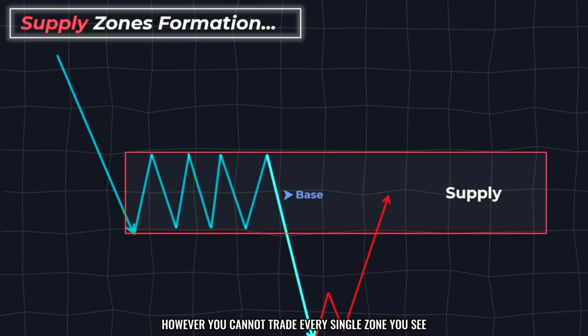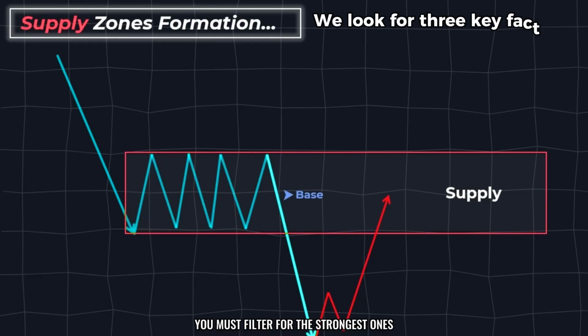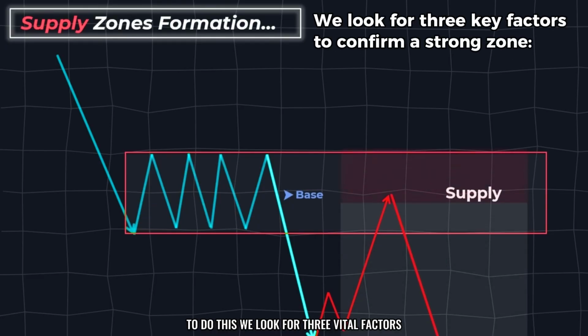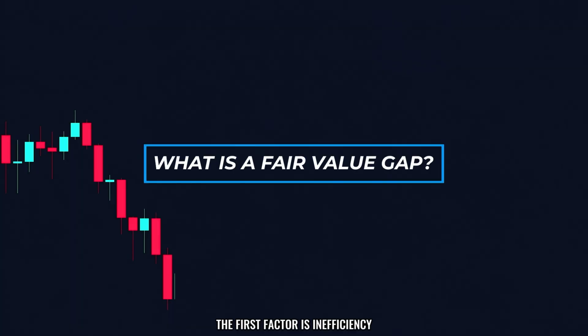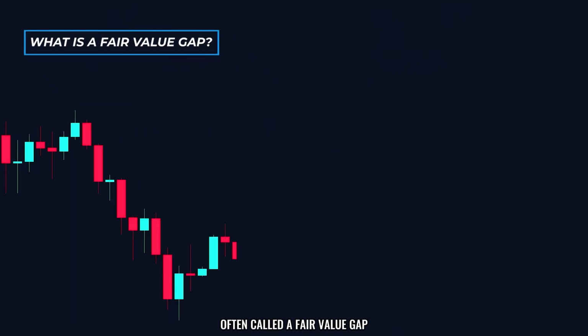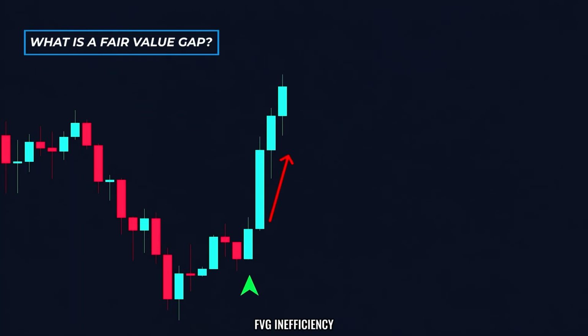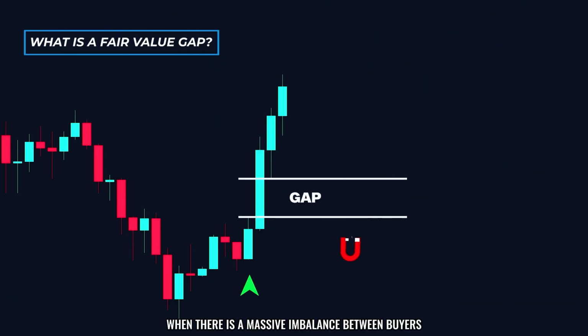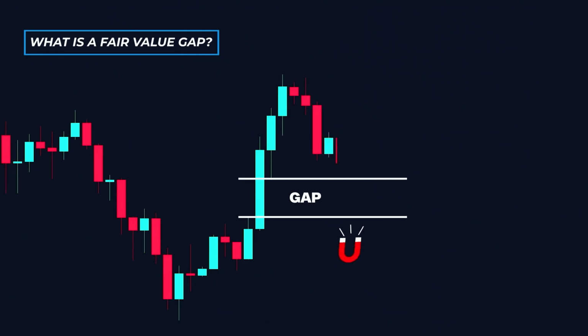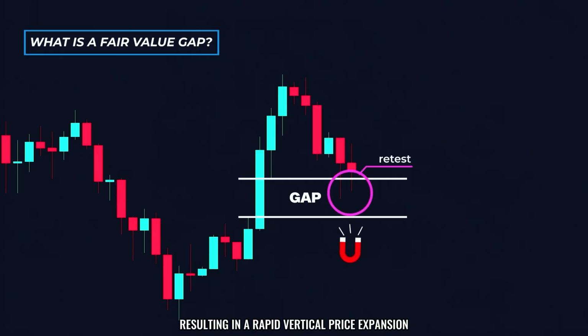However, you cannot trade every single zone you see. You must filter for the strongest ones. To do this, we look for 3 vital factors. The first factor is inefficiency, often called a fair value gap, FVG. Inefficiency occurs when there is a massive imbalance between buyers and sellers, resulting in a rapid vertical price expansion.